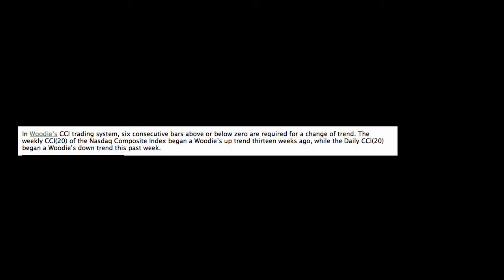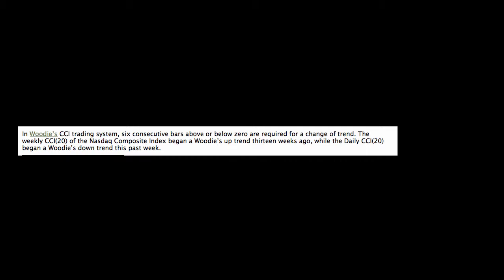Momentum. At Tuesday, 9:30 close, the CCI 20 had 6 consecutive days below zero for a change in Woody's CCI trend and remains outside the plus or minus 50 range for a valid zero-line reject entry signal. In Woody's CCI trading system, 6 consecutive bars above or below zero are required for a change of trend.